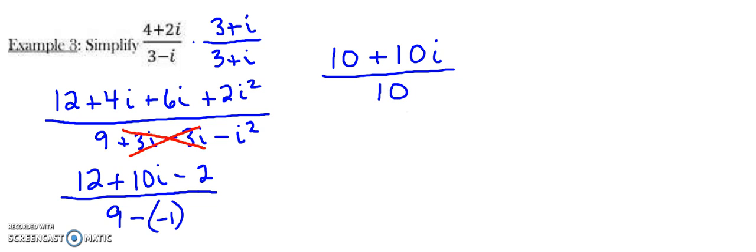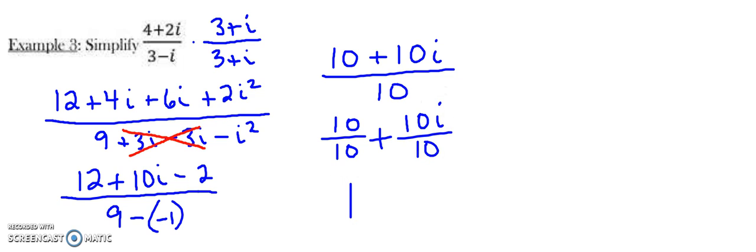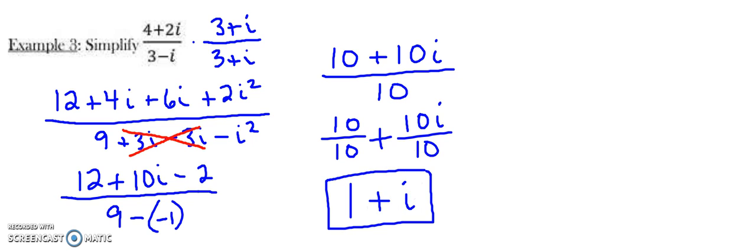And now one more step from here. I want to actually split this into two fractions, since I have a single term in my denominator, and I'm going to reduce both of those two fractions. This splits into 10 over 10 plus 10i over 10. 10 over 10 is 1, and 10i over 10 is just i. And I end up finding out that this simplifies to 1 plus i.